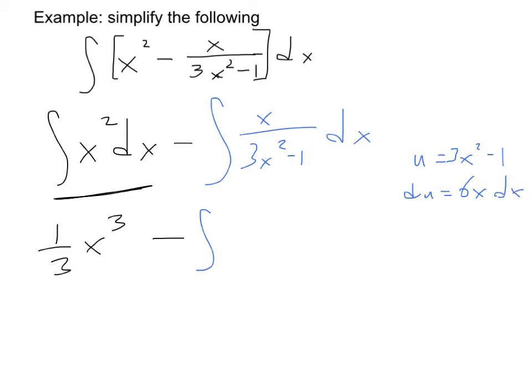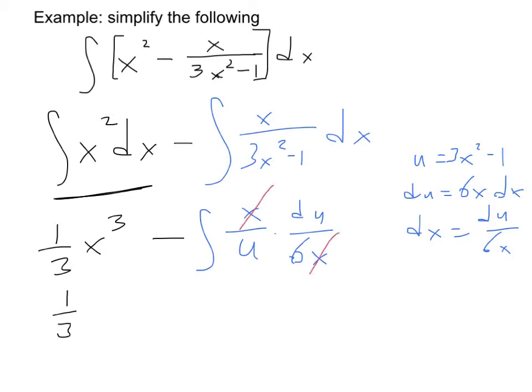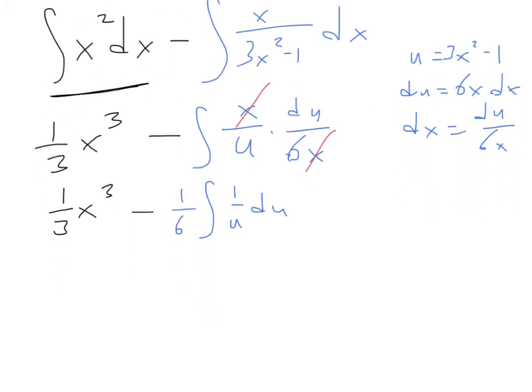From here, you should know what to do. As I'm working these steps out, you should already know what I'm going to be doing next. I'm going to solve for dx. Get that dx is du over 6x. When I substitute those things in, x over u times du over 6x. Surprise, surprise, these x's drop out of the problem. This is still just 1/3 x cubed. We've been done with that part for a while now. Minus, and then I'm just going to pretty this up, this is 1/6 the integral of 1 over u du. And at this point, we're really close to being done.